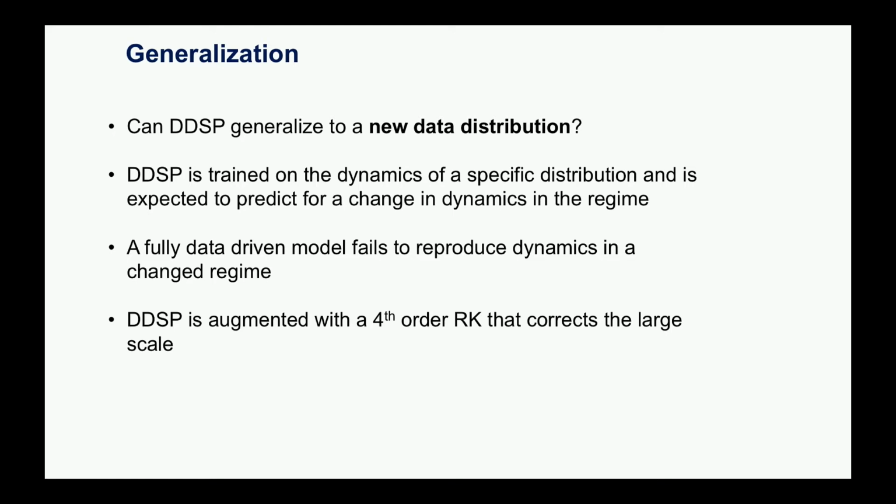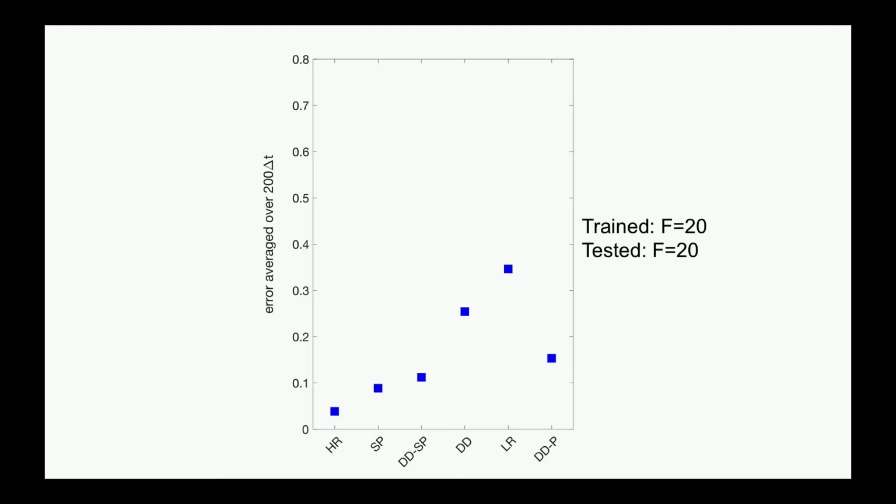Now, the more interesting question is: would this method generalize to a new data distribution? So when the testing set comes from a probability distribution that is different from that of the training set, can this method really generalize? And we hope it can because it has a corrector mechanism in it. It's not purely a deep learning method, but it is augmented by a numerical solver. So this is the first set of results that I showed you. It was trained with capital F equal to 20, and if I change this F, the distribution would change.